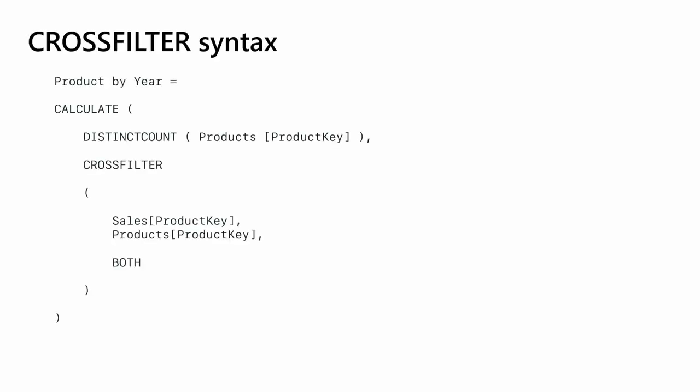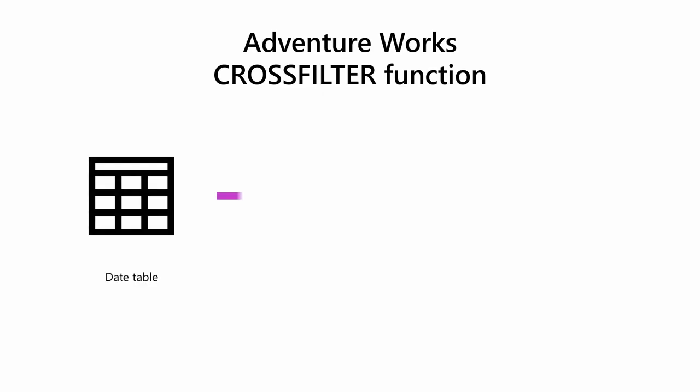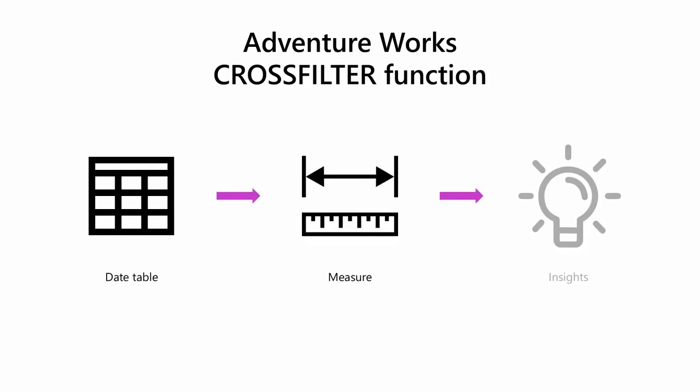Create a new product by year measure that computes the total number of products sold. The distinct count function calculates the number of distinct values in the product key columns between the sales and products tables. And the cross-filter function alters the cross-filter direction from single to both based on this column. Once AdventureWorks analyzes the measure based on the year column from the date table, the results are accurate according to the business analytical needs.